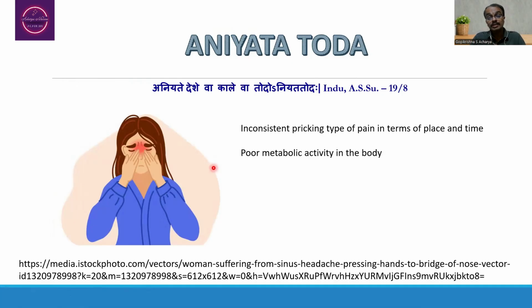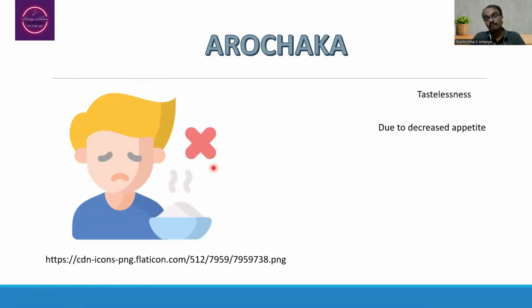Aniyatatoda, Aniyate Deshe Kale Va, Todo Aniyatatodah. So that means inconsistent pricking type of pain in terms of the place or in terms of the time. So that is observed. So this can be attributable to poor metabolic activity in the body. So in this way the person may have aniyatatoda.